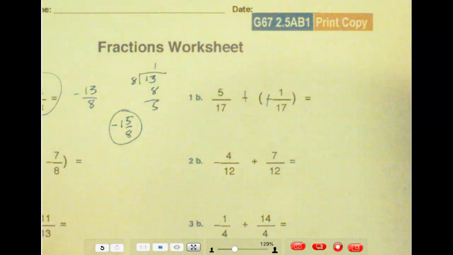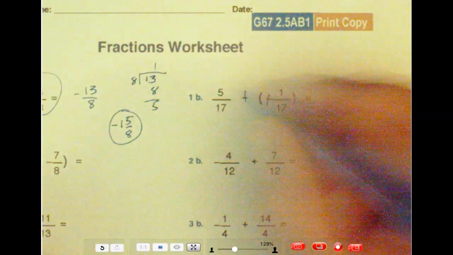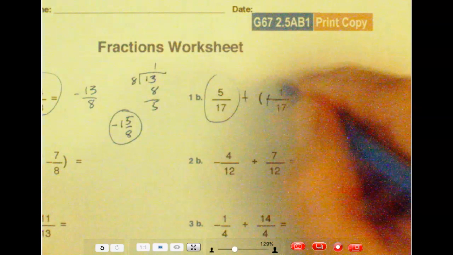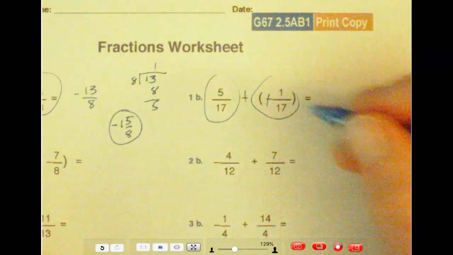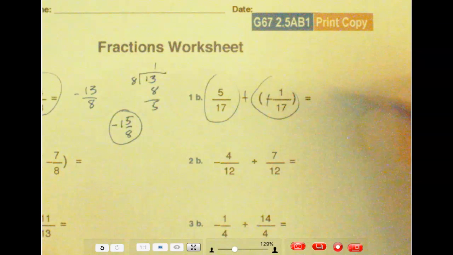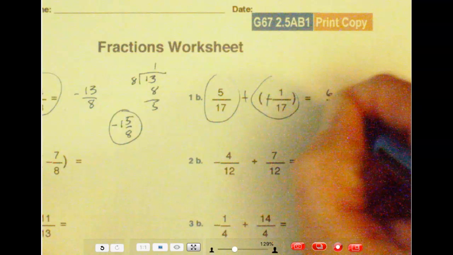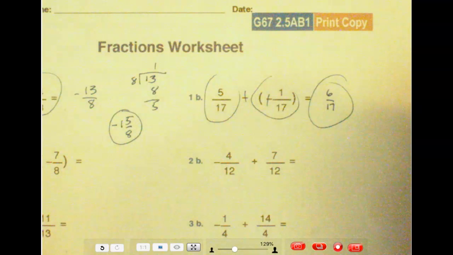This is actually an adding problem. So now we have like terms. We have positive 5/17 and positive 1/17. When we combine those, we have 6/17. And that baby's in simplest terms. 17 is a prime number. The only factor 6 and 17 share is 1.